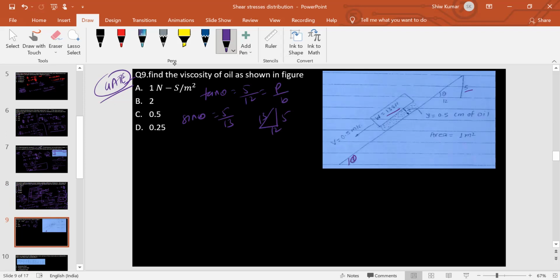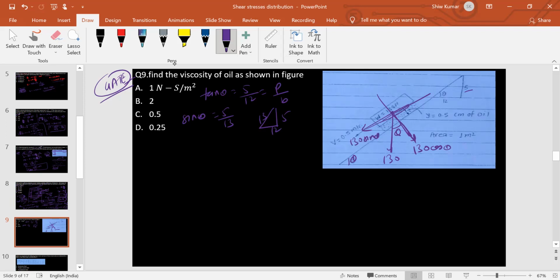To resolve the components along the x and y directions: this is the weight, 130 Newton, and if this angle is theta, this angle will also be theta. So along this direction we have 130 cos theta, and along this direction we have 130 sin theta.